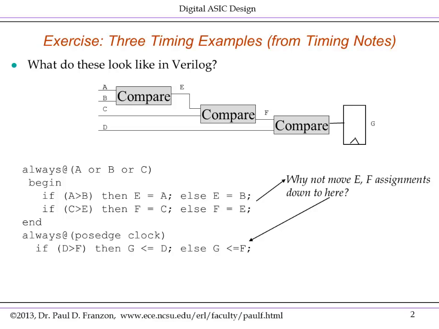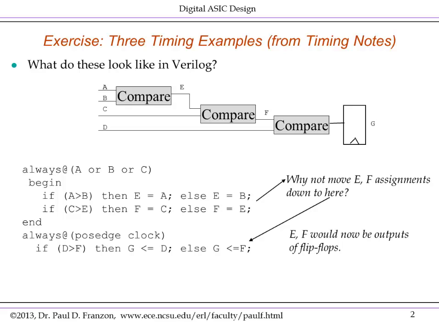Now I might ask you, why not move the E and F assignments down below into the always @ posedge clock? The reason is that if we did that, E and F would become outputs of flip-flops. That is, we'd be inserting a flip-flop here and a flip-flop there, or a set of flip-flops, a register. And we don't want that. It would completely change the timing of this design and actually give erroneous results.